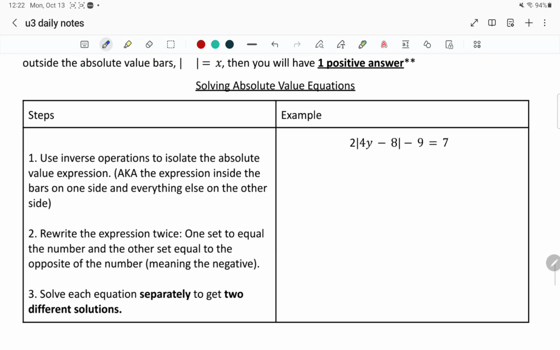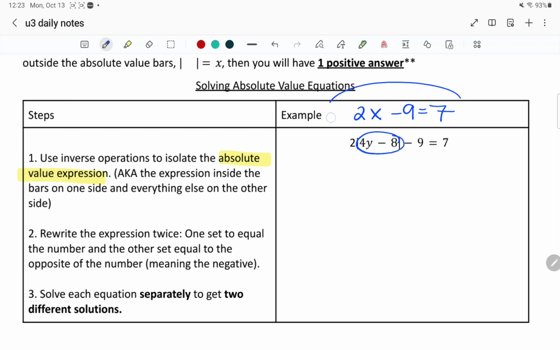So here's your problem. Step 1 is use inverse operations to isolate the absolute value expression. Here's what I like to do in my brain. I like to think that this is x. So if I were to say this, I'd go 2x minus 9 equals 7. Your goal is to get x by itself. Your goal is to get this by itself.